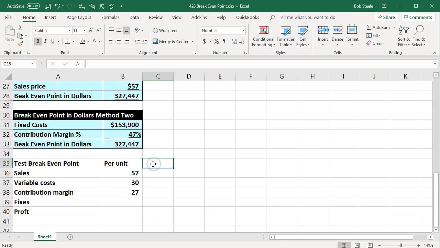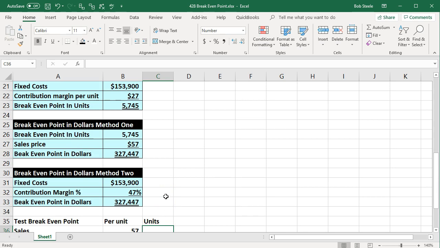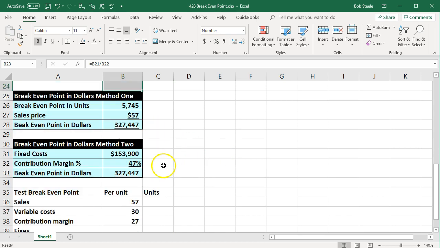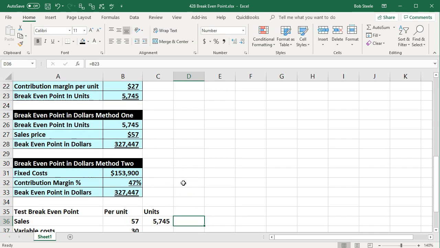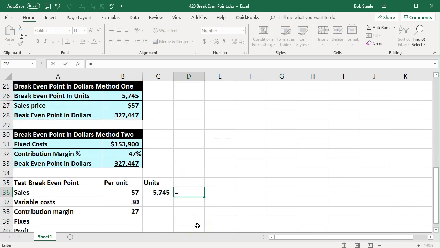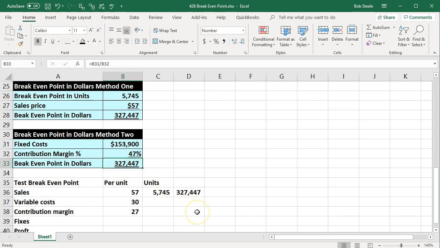And then we're going to say, well, how many units do we have? And this is where the break-even component comes into play, because we calculated the break-even in units up top, 5745, and then we calculated the dollar amount. So we're in essence recalculating the dollar amount with the units using method 1, by saying the number of units is our break-even unit amount, 5745. Then the 57 times the 5745, be mindful of the rounding, gives us 327,447, which of course is this number here, and this number here, which is our break-even point in dollars.